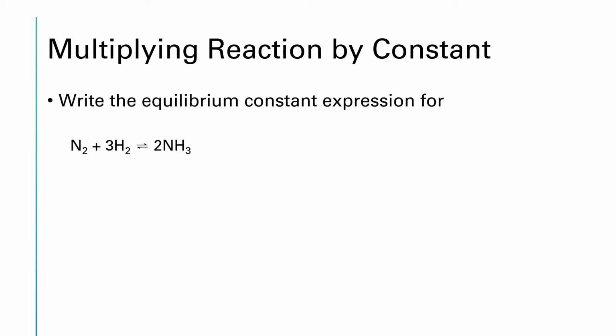So let's write the equilibrium constant expression for the process of creating ammonia, nitrogen plus 3 hydrogens in equilibrium with 2 ammonias. If we write the K expression, we have ammonia squared divided by nitrogen and divided by hydrogen cubed. I label this K1 as an indication that that's the basic expression for the equilibrium constant that we're going to keep coming back to.